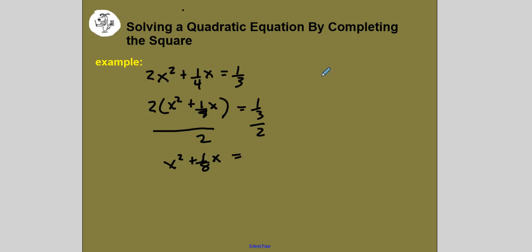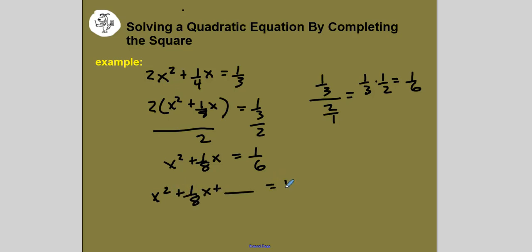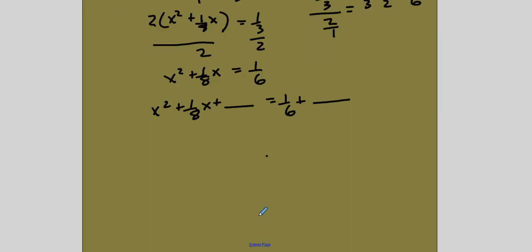Now, how do I handle 1/3 divided by 2? And remember, fraction bar means division. Well, I could write that as 2 over 1. If you remember, when you divide fractions, you multiply by the reciprocal. So that's going to be 1/3, you change the division to multiplication, you multiply by the reciprocal, so that is 1/6. So on the right side I have 1/6. Now I need to complete the square. So I have x squared plus 1/8 x plus blank equals 1/6 plus blank. So now I need to complete the square on 1/8.